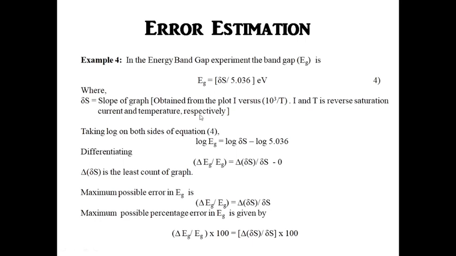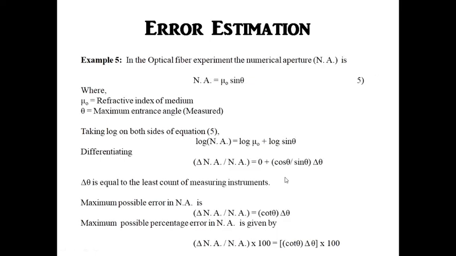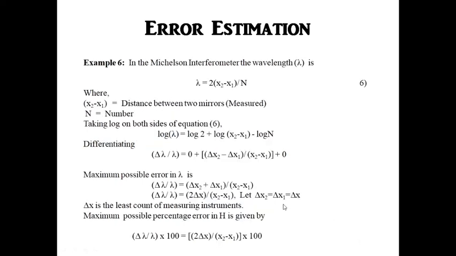Similarly in the case of the energy band gap, you will take the log and derivative, and you will get the answer here. Here this one is the least count of the graph, because you will calculate the slope from the graph. In the numerical aperture experiment with optical fiber, you will calculate the numerical aperture, and the maximum possible percentage error in numerical aperture is like that.